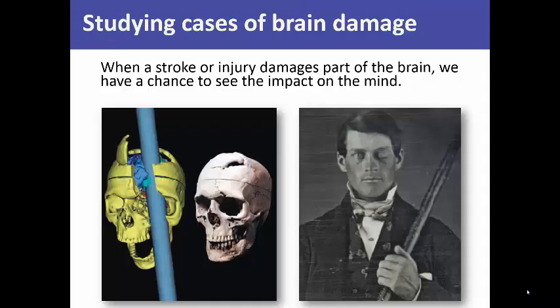So we can study cases of brain damage. When a stroke or an injury damages part of the brain, we have a chance to see the impact on the mind. On the left we have the skull of Phineas Gage. You can see he was blinded. But we know that he survived, which, it looks pretty horrific if you see the diagram on the left. However, people said that he was not the same Gage after the accident because the frontal lobe is the part of the brain that has the executive functioning. And when that was damaged, his behavior became much more out of control.